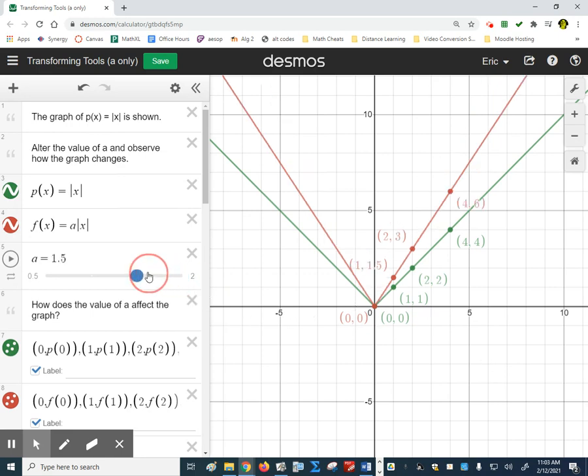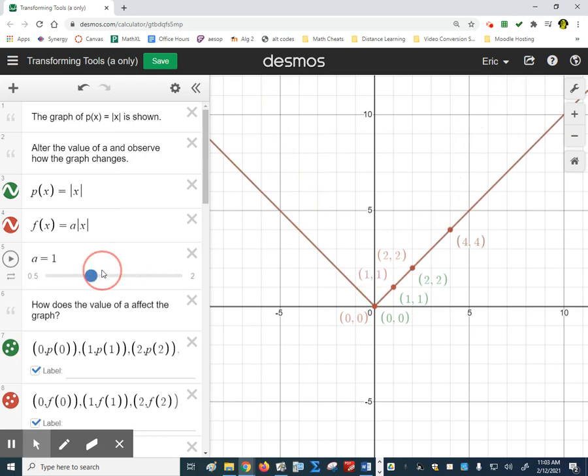As I change A, look what it's doing to the function. As I go, there's 1, there's 1.5, there's 2. What's it doing? Try to be very precise in your explanation. Okay, it's changing the angles, but there's more to it than that. Look at those points that line up initially. Look at those, they've got the coordinates written on those points.